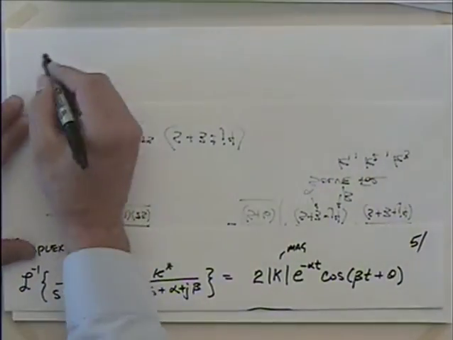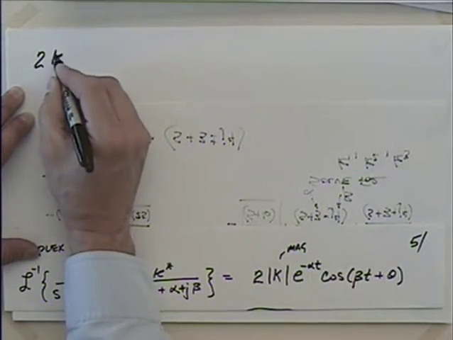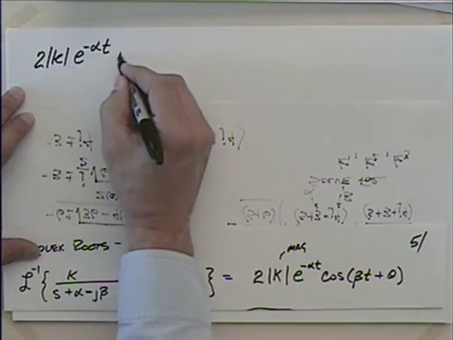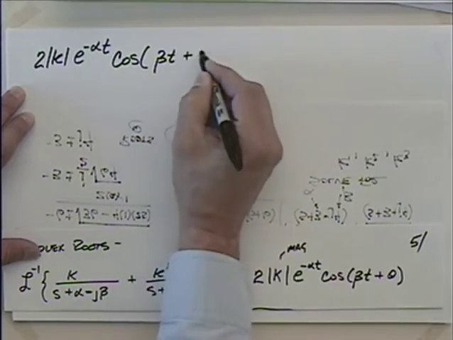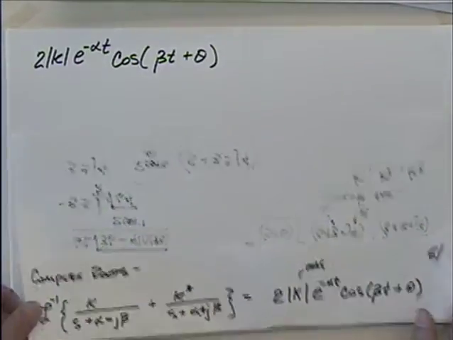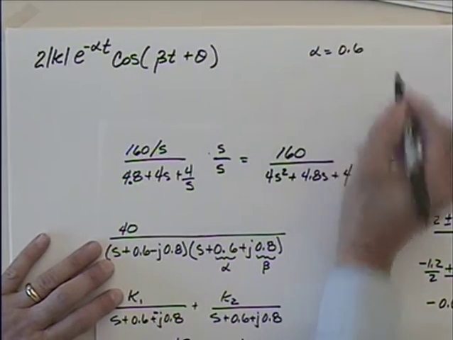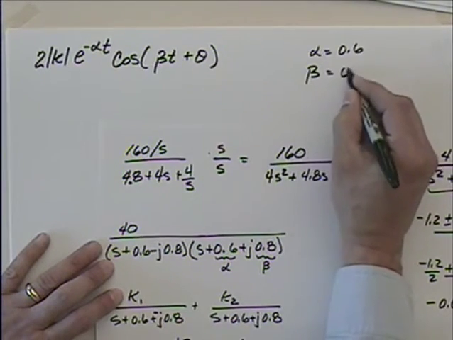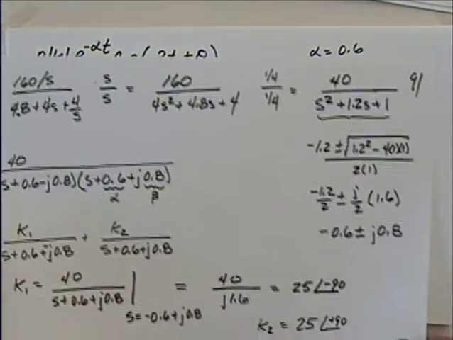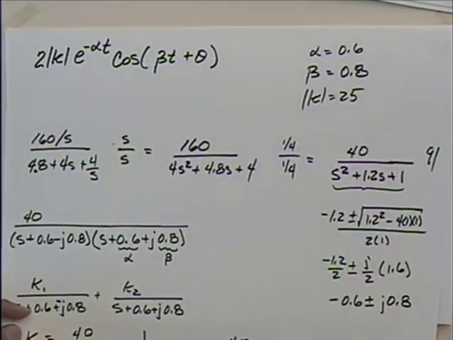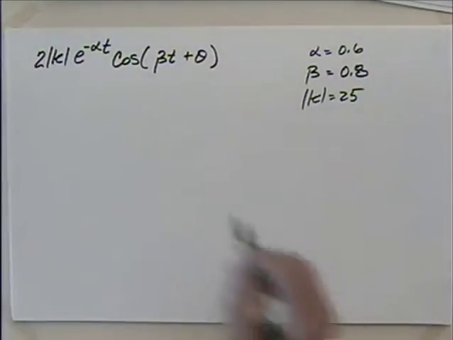So we said that this would end up being 2 times K, the magnitude of that, e to the minus alpha t times the cosine of beta t plus theta. So what do we have for our alpha? We said that alpha was 0.6. We said that beta was 0.8. What do we say K was? 25. Okay, so let's see how that works.